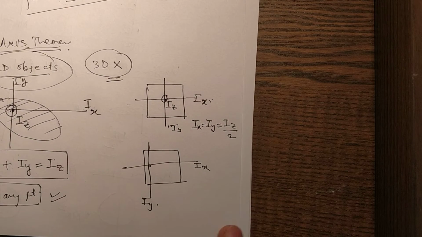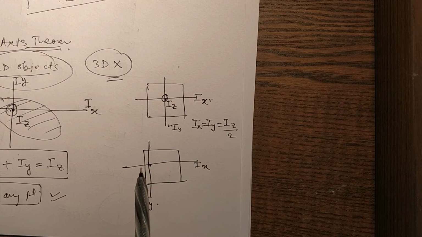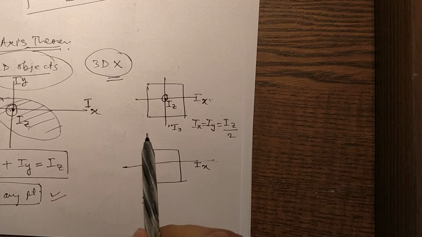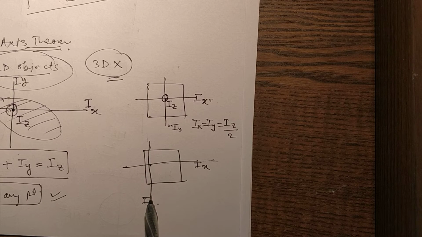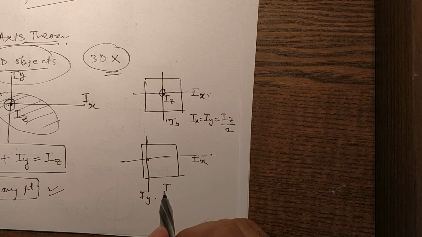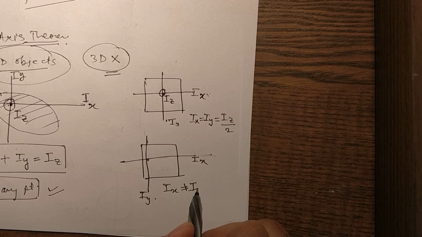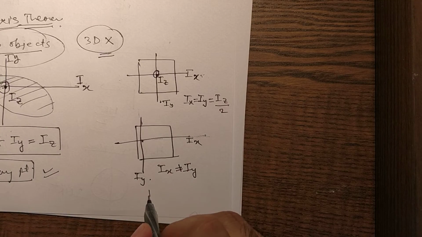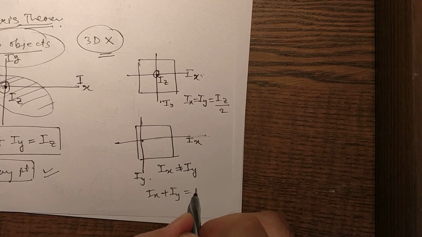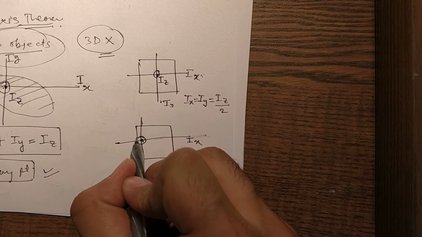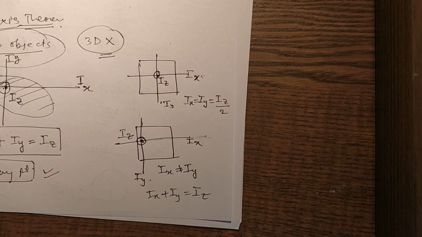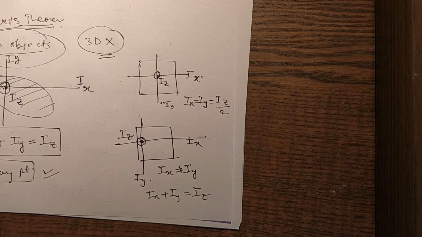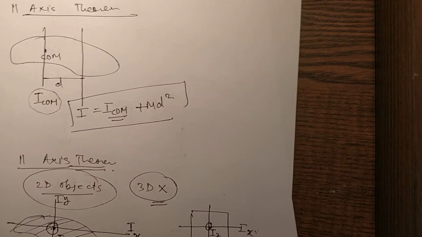Whereas in this case, the mass distribution about the x-axis and about the y-axis is not symmetrical. So here Ix is not equal to Iy, but still Ix plus Iy will be equal to Iz. Iz is the moment of inertia about an axis which is perpendicular to it. So you should keep this in mind. Okay, so let's do some questions so that we can understand the application of these theorems.